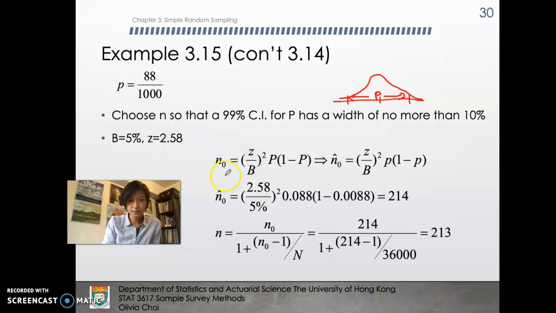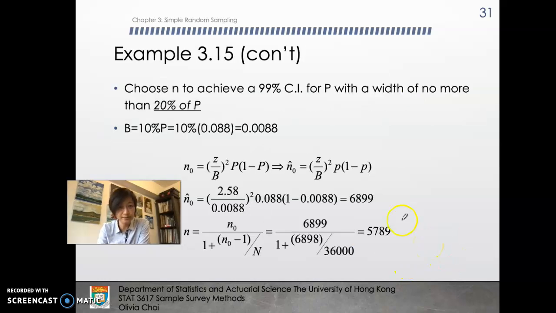Using the formula that we derived on the previous slide, we can estimate n naught equals Z divided by B, squared, multiplied by our proportion estimate from the sample times 1 minus P. Okay, so we find the sample size should be 214. If we're not comfortable with that, we can correct with our denominator to find the real n. Okay, so we can see that n naught is quite insignificant as compared to the population size. So after we correct that, it's still 213.